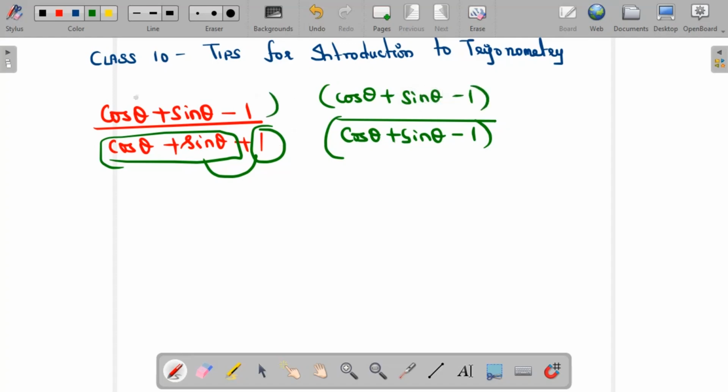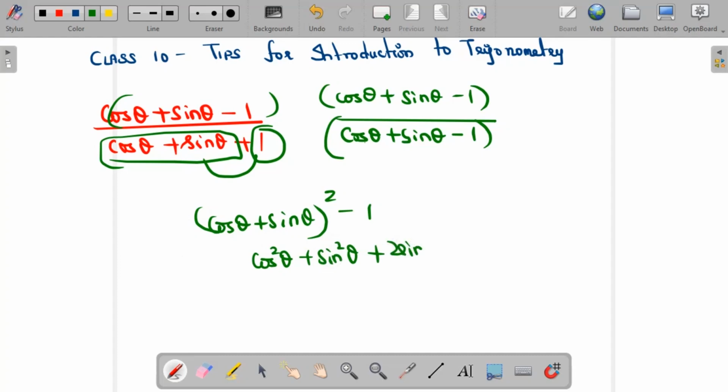Then you can do term-wise multiplication in the numerator. The denominator will be a plus b the whole square, which means cos theta plus sin theta the whole squared minus 1 square, which is 1. Here when you expand, use the formula a plus b the whole square, which will become cos square theta plus sin square theta, then plus 2 sin theta cos theta minus 1. Remember, cos square theta plus sin square theta is 1. In the next step, you can write that and cancel out the 1 and 1. So the denominator will get reduced to 2 sin theta cos theta.